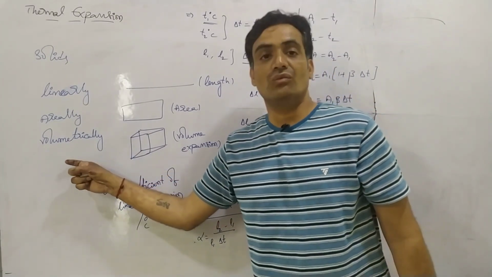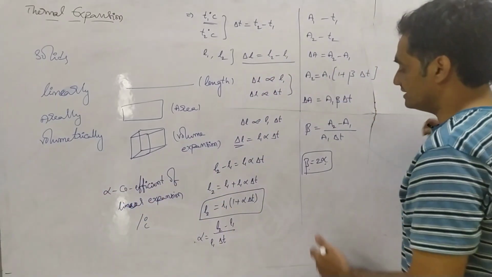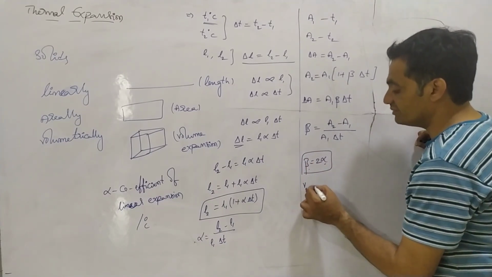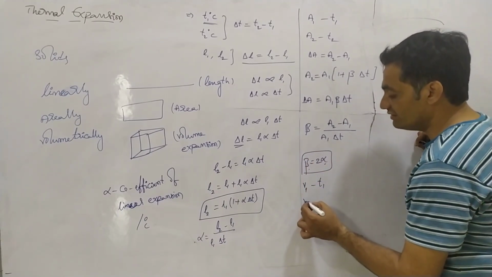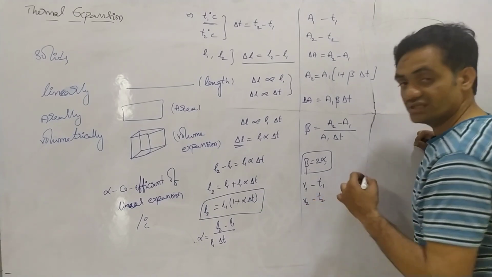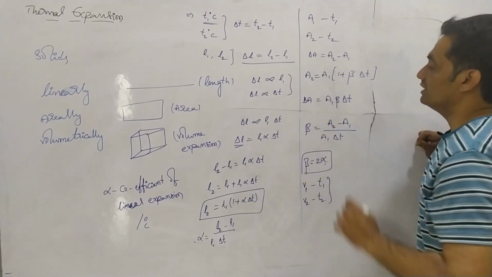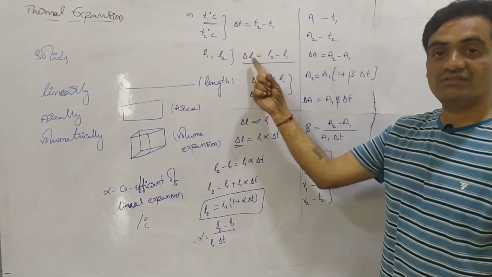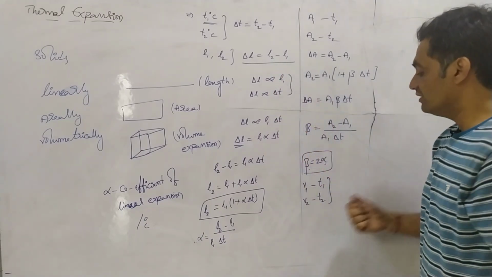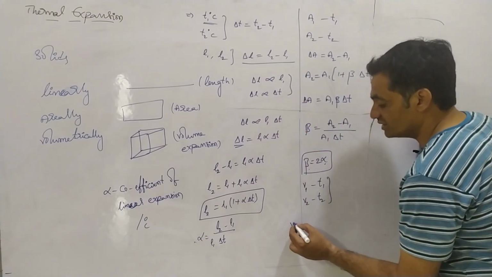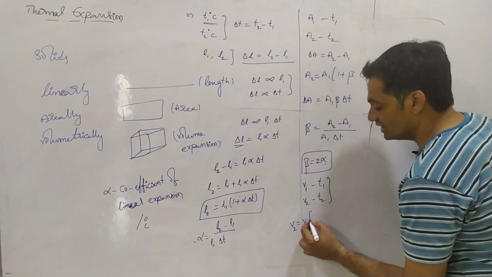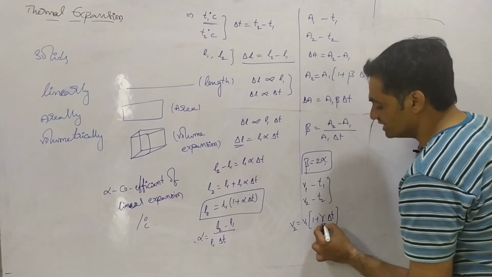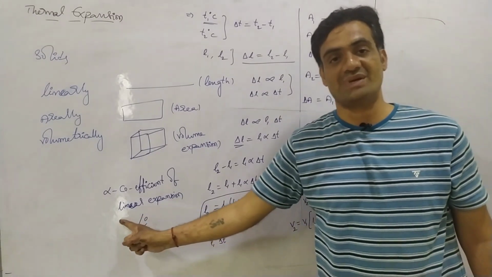Similarly, we can represent volume expansion. So let us consider the initial volume of the body is V1 at a temperature T1, and its final volume is V2 at a temperature T2 degrees Celsius. Then the change in temperature is T2 minus T1, and the change in the volume is delta V is equal to V2 minus V1. Then the expression can be represented as V2 is equal to V1 into 1 plus gamma into delta T, where gamma is the coefficient of volume expansion.